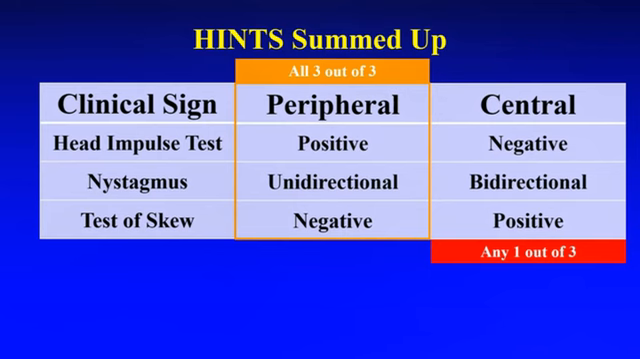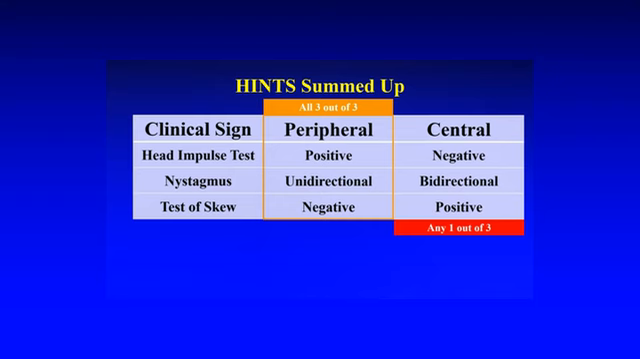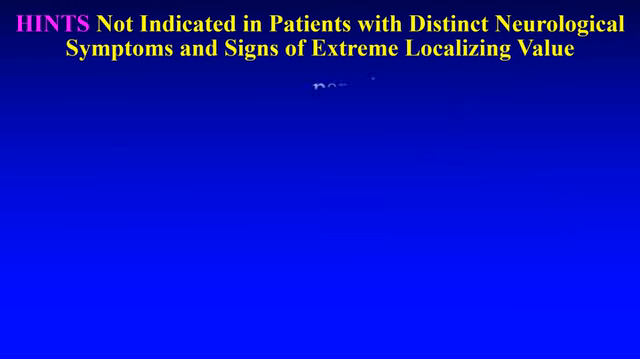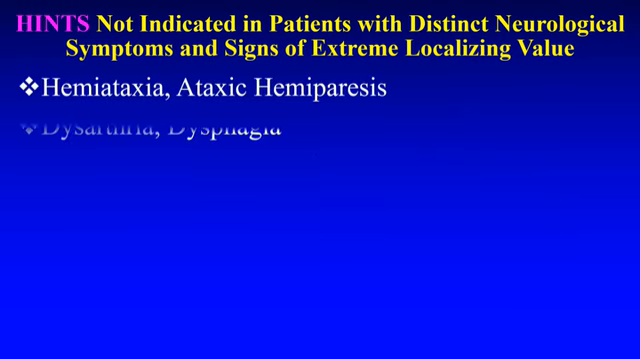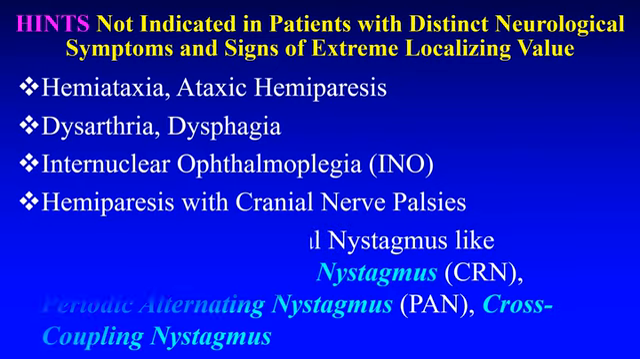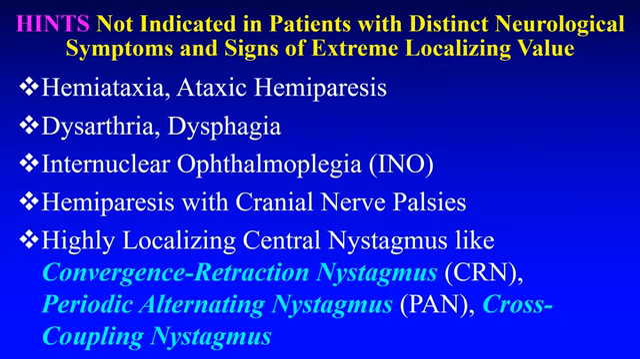Vertical nystagmus may also be added to the bidirectional gaze-evoked nystagmus, and our threshold for the central acute AVS is very low. Only one out of the three HINTS criteria is essential to make a diagnosis of central. HINTS is not indicated in patients with distinct neurological symptoms and signs of extreme localizing value like hemiataxia, ataxic hemiparesis, dysarthria, dysphagia, internuclear ophthalmoplegia, hemiparesis with cranial palsies, and highly localizing central nystagmi like convergence retraction nystagmus, periodic alternating nystagmus, and cross-coupling nystagmus.